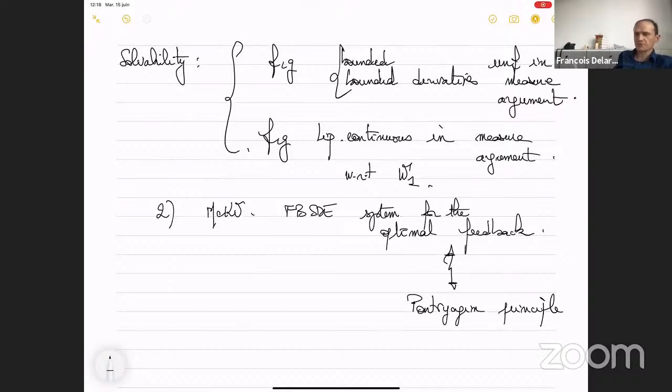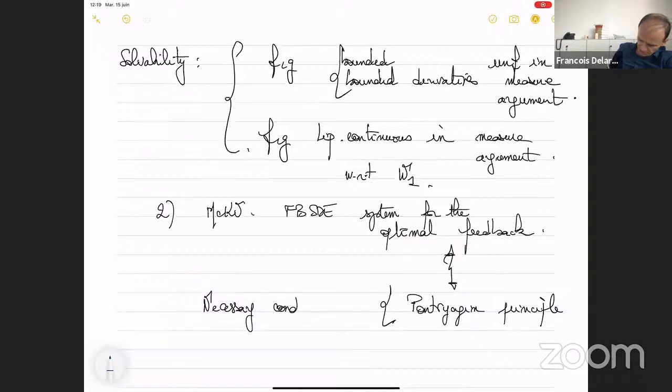If you remember well, what we want to do in mean field games is to say first, when I am given the environment, I have to say what the optimal trajectory is. One way is to use the HJB equation or this FBSDE for the value or for the optimal cost. Another way is to write down the Pontryagin principle. So the Pontryagin principle is just a necessary condition for the optimizer or for the optimal state.